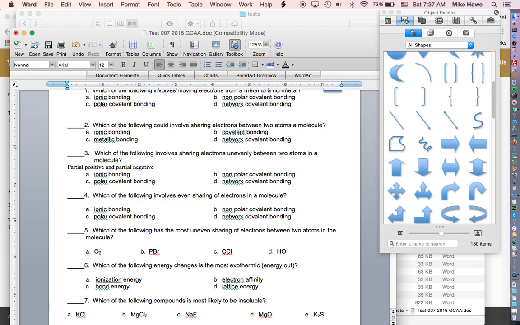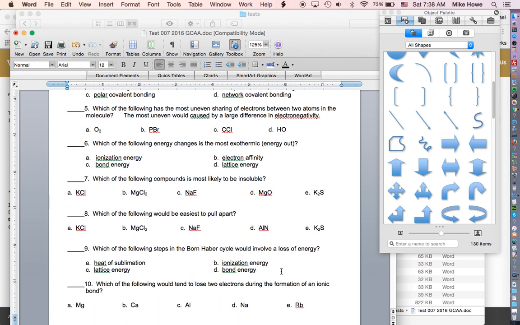Number five, looking at the most uneven sharing of electrons between two atoms in a molecule. That would be caused by a large difference in electronegativity. So you need to look down here and see which ones have the biggest difference. And in general, those are the ones that are going to be furthest apart on the periodic table. So if you look at a periodic table, H is on the far left, O is on the far right. So there's your answer. So the answer would be D.